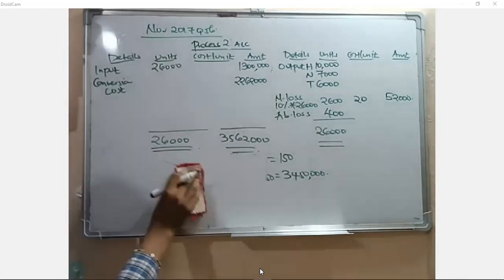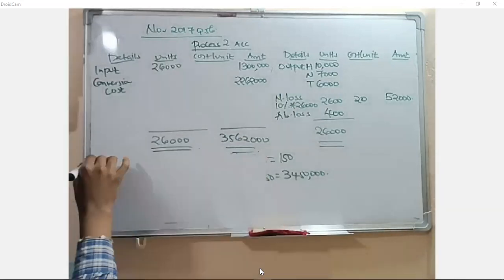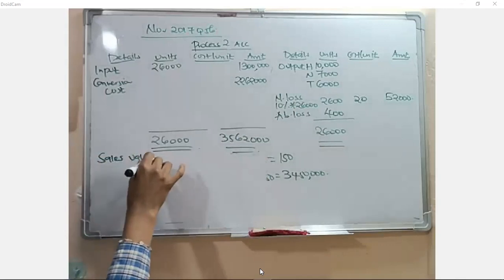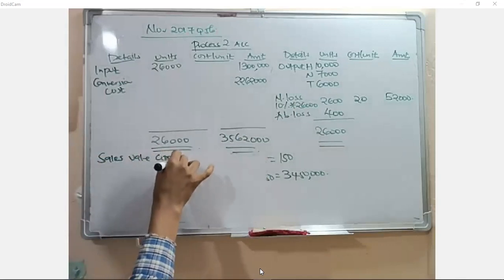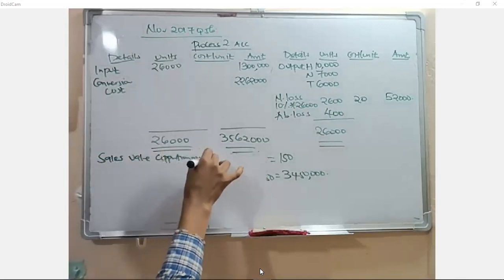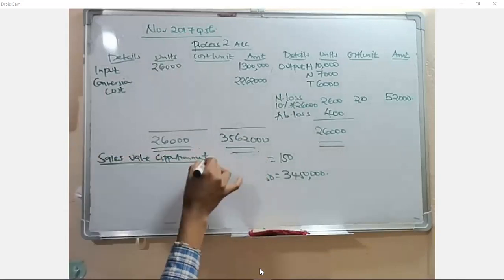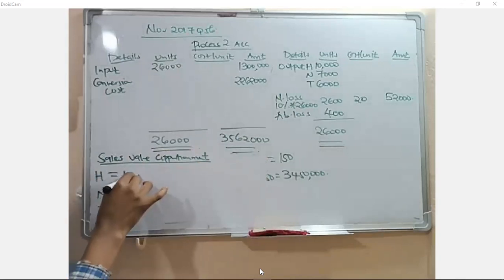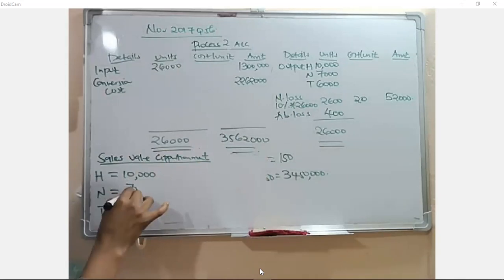Right? Because the examiner is telling us to use the sales value apportionment. So the first thing is to get your sales, right? So let us first calculate our sales. And in this case, we are dealing with three products, H, N, and T. The units sold are 10,000, 7,000, 6,000.